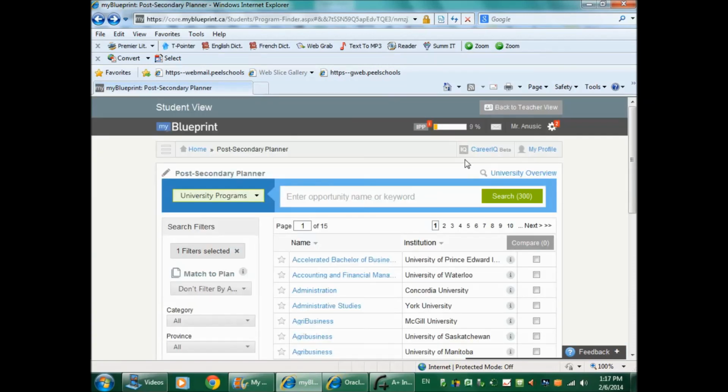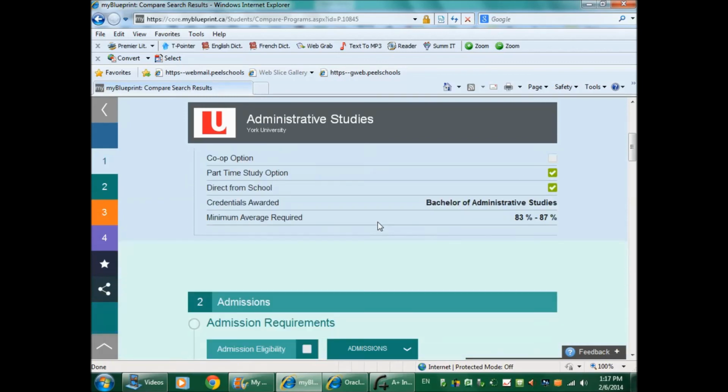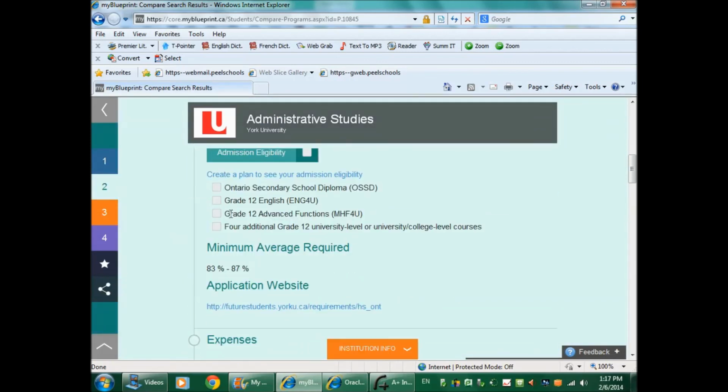As our last search, let's try business management. So if we do that, and let's say we try administrative studies at York University, well, that gives us requirements of grade 12 advanced functions. So grade 12 advanced functions, if we think back to our chart, that means that we could have taken grade 11 university math or grade 11 mixed, and then grade 12 college, and then grade 12 advanced functions.